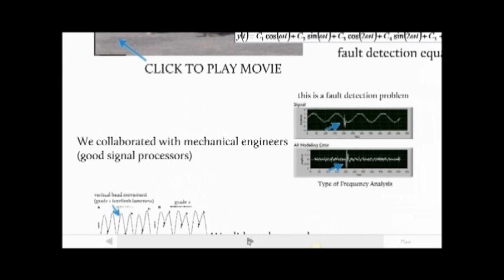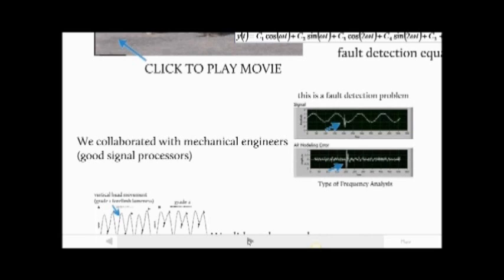We supplied them with our vertical torso movement signals and basically just said, okay, here's our signals from horses that we think are sound. Here are our signals from horses that we think are lame. What is it about these signals that mean or signify lameness? And also that means or signifies lameness on the right and lameness on the left. They determined pretty quickly, and this kind of stuff is easy for engineers, that this was a typical fault detection problem, which is a type of frequency or vibration analysis.